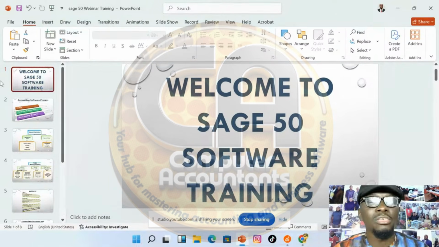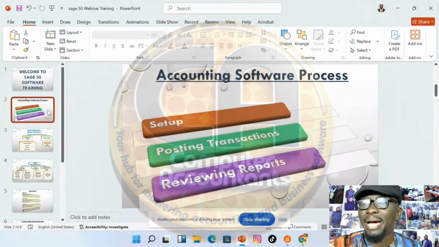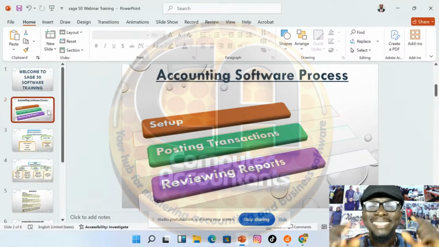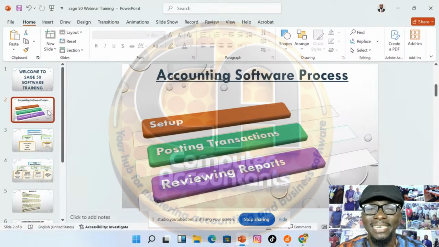Now I will go straight to the main thing because I want to start working. Every part of my body wants to work. Now I have overemphasized this, what you are looking at on your screen: how to process every accounting software, no matter the type. There are 3 layers you can always understand. One is the setup. The setup is when you bring in everything that the software will need to work. That is the setup.